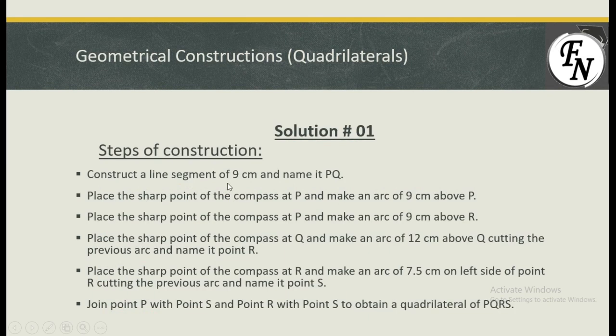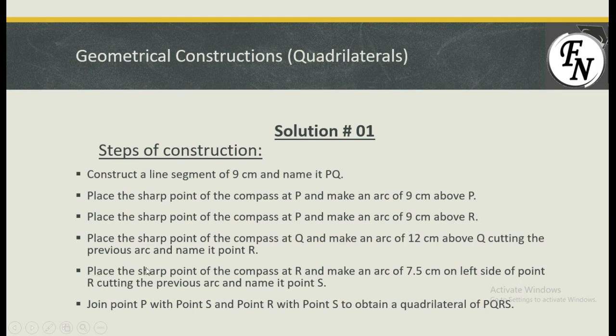We need to construct a line segment of 9 centimeter, and we will name it PQ. After that we place the sharp point of the compass at P and make an arc of 9 centimeter above P, then place the sharp point at P again and make an arc of 9 centimeter for R. Then we place the sharp point at Q and make an arc of 12 centimeter above Q, cutting the previous arc, and we name it R.